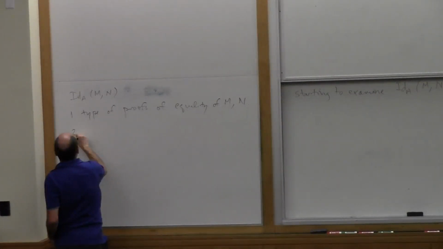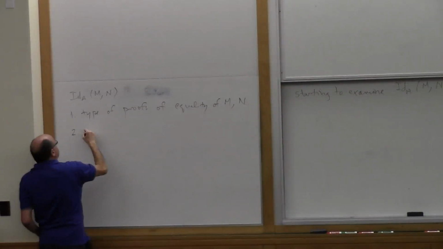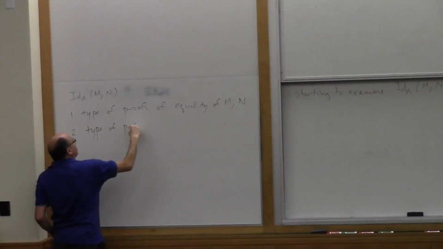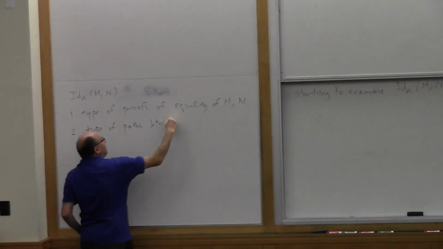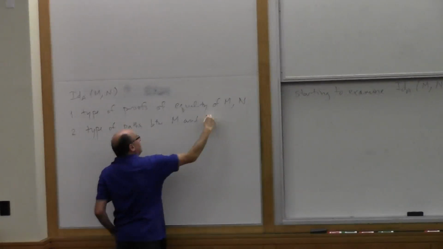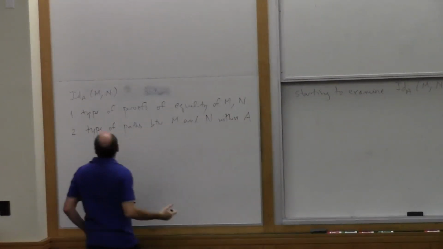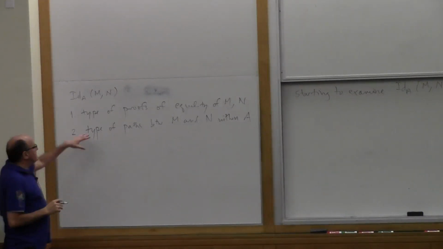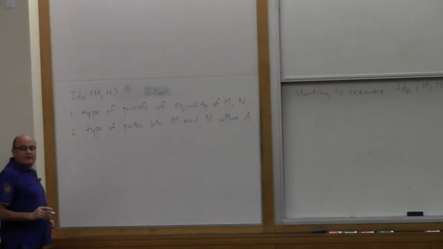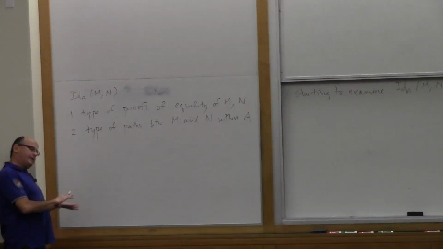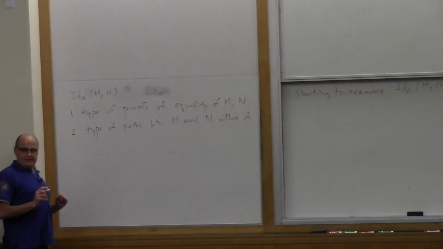The other way to think of it is that it's the path space, the loop space, the type of paths between M and N within A. And the remarkable thing is that it's a matter of how you cock your head. They're the same thing, and if you like to think in terms of paths, or in terms of proofs, it's all the same idea.